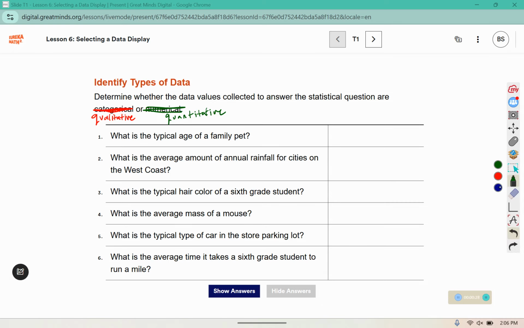All right, so for number 6, what is the average time it takes a sixth grade student to run a mile? Time is a number, so that is going to be quantitative.